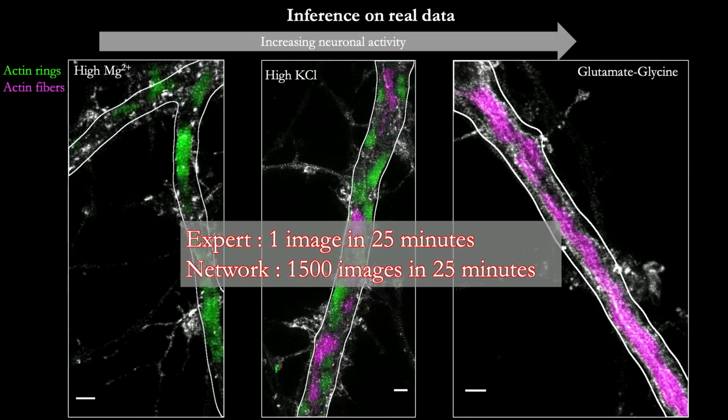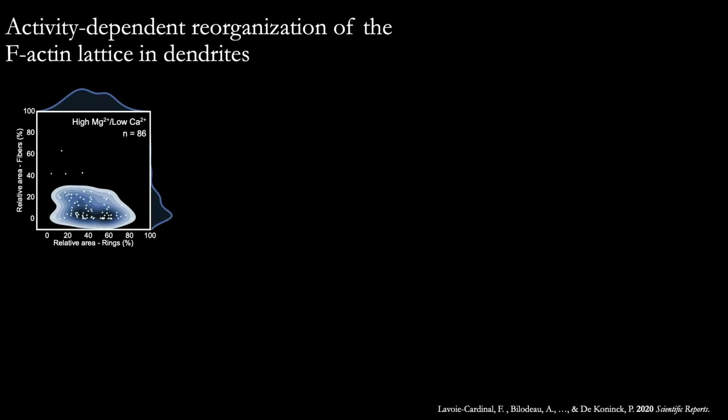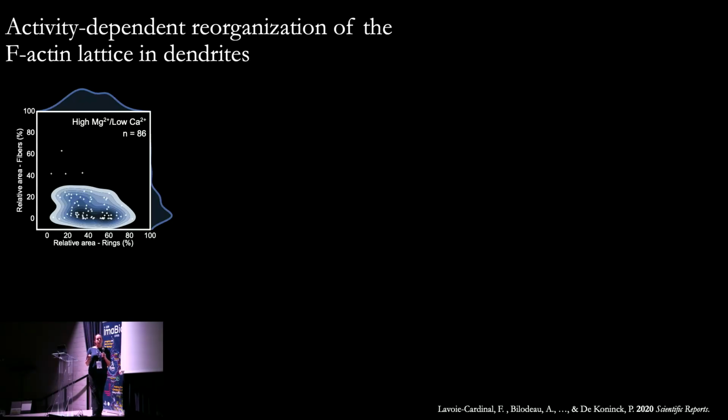It would take me about 25 minutes to annotate one image. Now I could do 1,500 images in 25 minutes, which was very good for my postdoc supervisor, who always had new ideas about new conditions I could test in the lab. So now I had a tool to be able to analyze those images. And with this, we were able to measure on many cells, different weeks, different cell cultures, how F-actin rings will remodel into F-actin fibers with increasing neuronal activity.